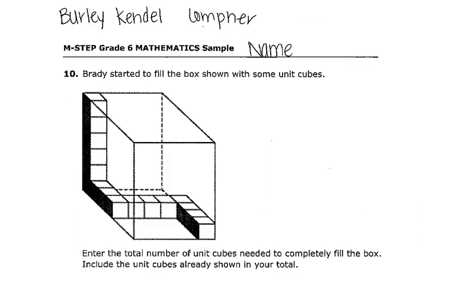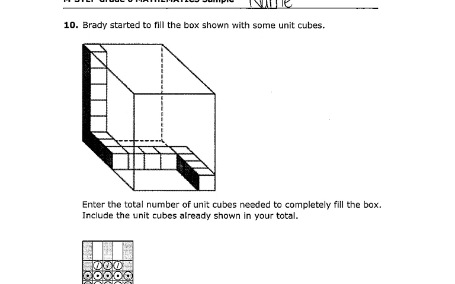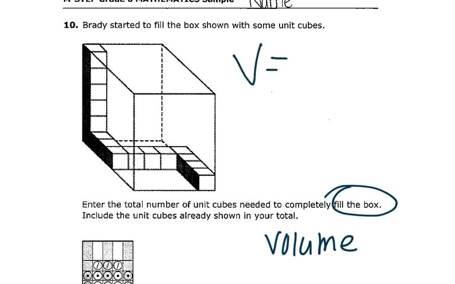Number 10. Brady started to fill the box shown with some unit cubes. He did it a little bit weird, I think. Enter the total number of unit cubes needed to completely fill the box. Include the unit cubes already shown in your total. Now, guys, if we're filling something, it means we're finding the volume, right? How do you find the volume of a rectangular prism? Volume equals length times width times height. So use that clue. Help you find the volume. How much would fit inside that box?